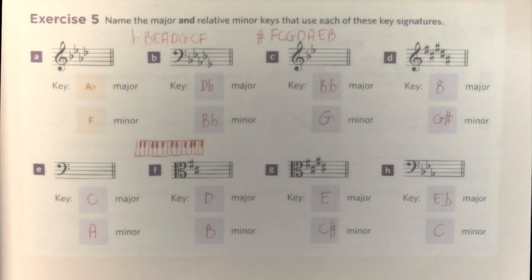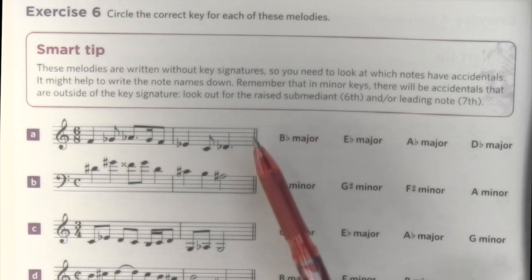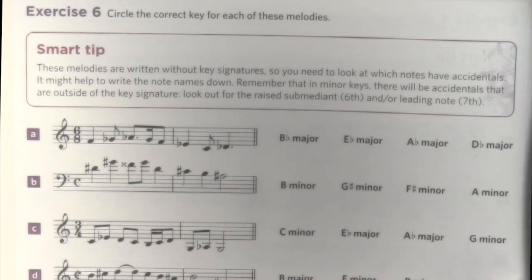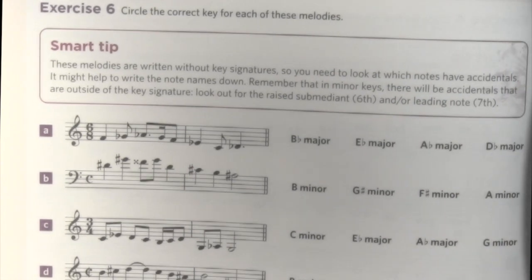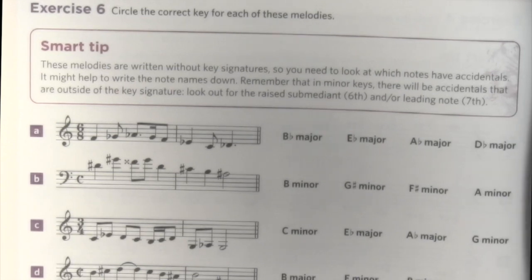Let's turn the page. In exercise 6, we need to circle the correct key for each melody. And in this case, this is very similar to a very laborious question that we have in the exam in both grade 4 and grade 5. So let's do this properly and in no rush.